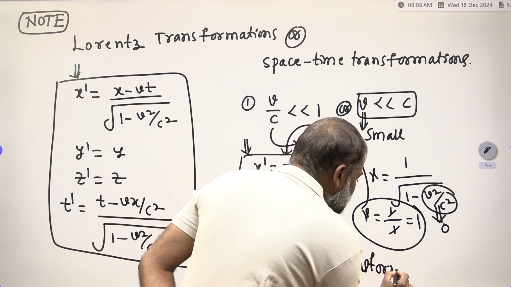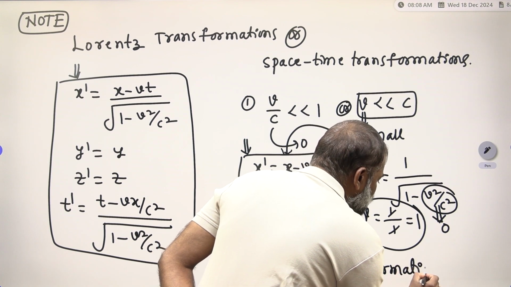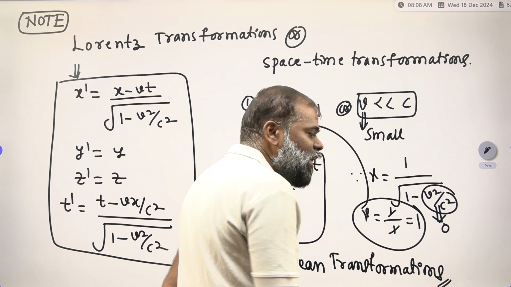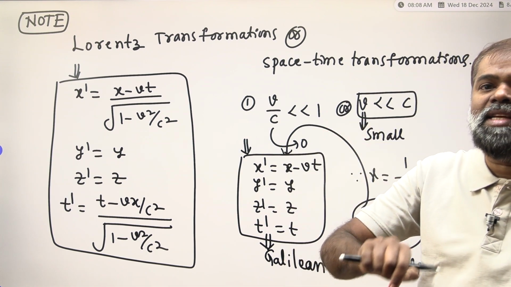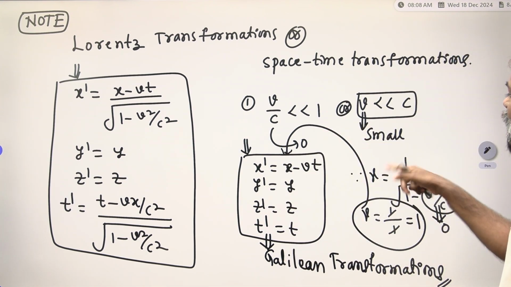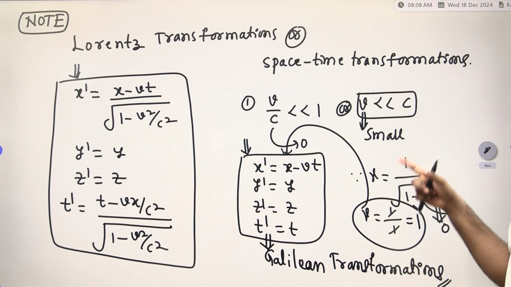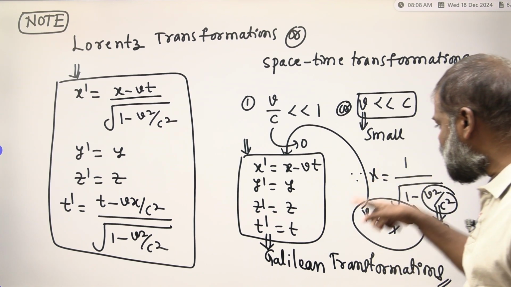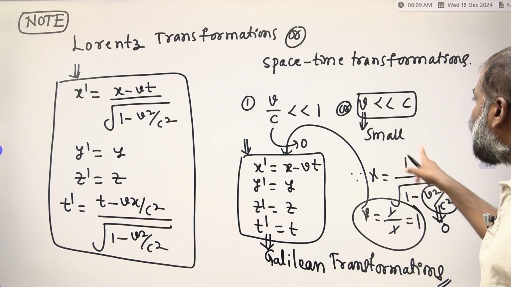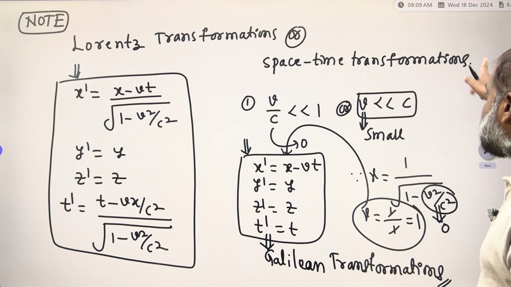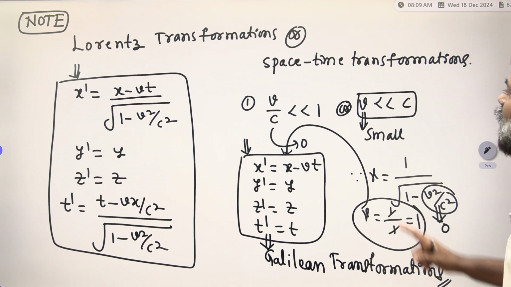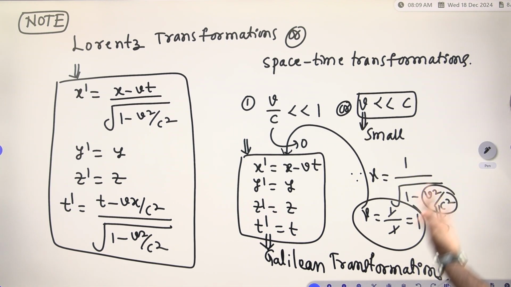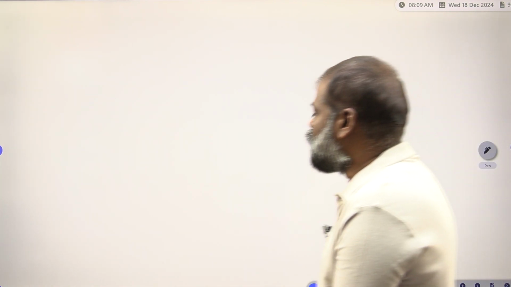Lorentz transformations become Galilean transformations. We also call it a Galilean transformation under the condition that velocity v is much less than c. When v is less than c, the Lorentz space-time transformations become the Galilean transformation. If it is greater than c, what will happen? You have to see.